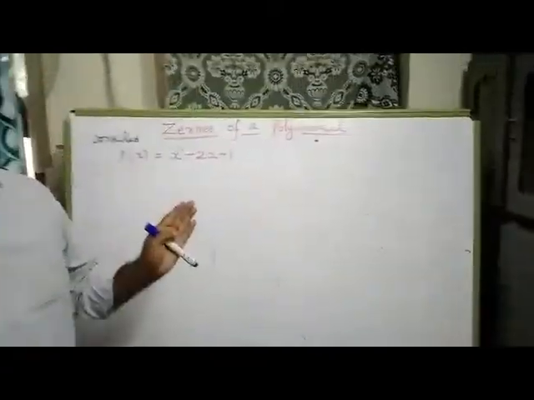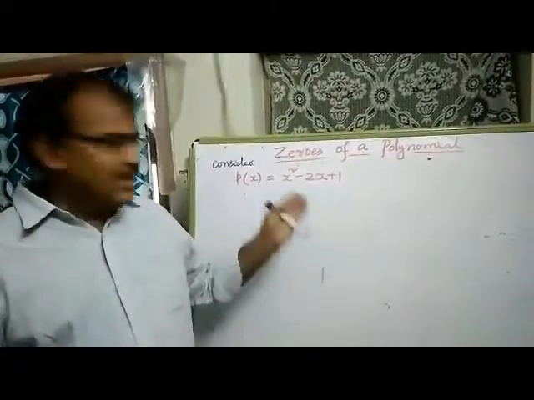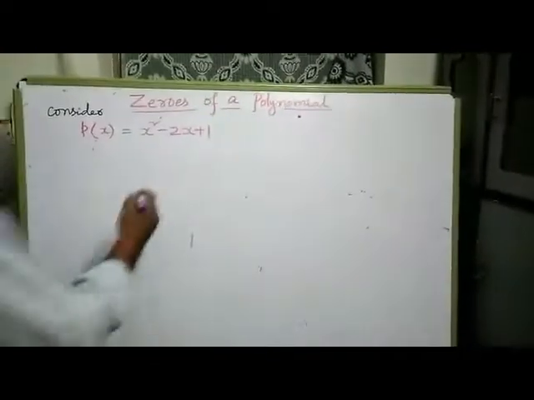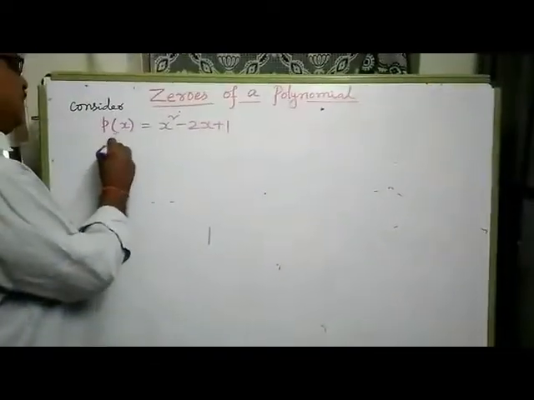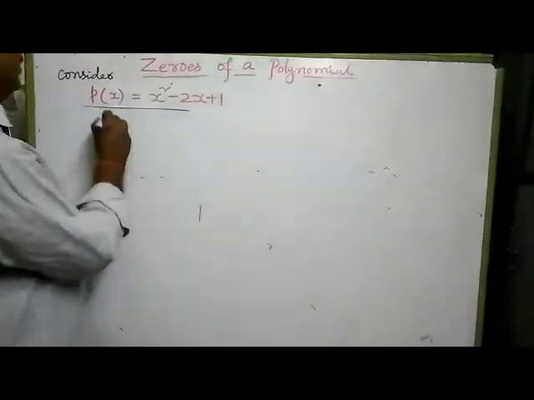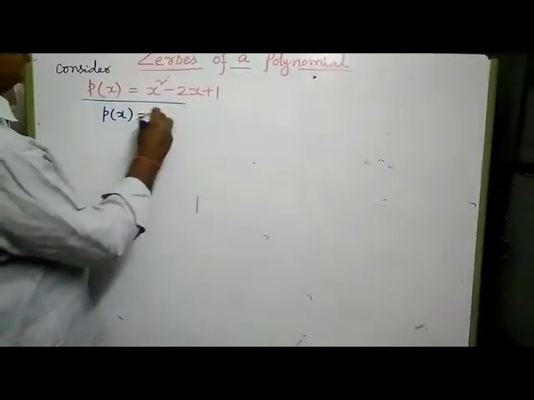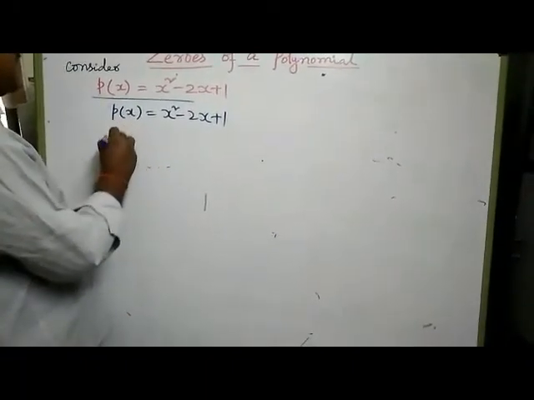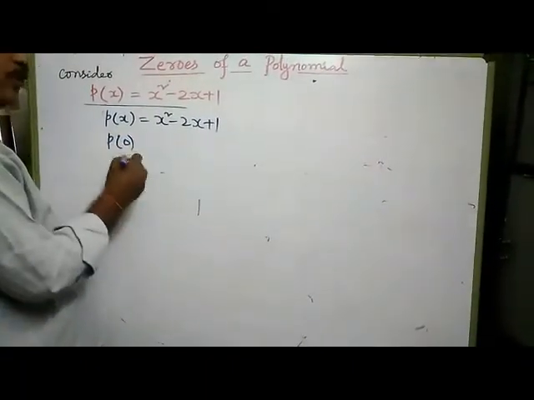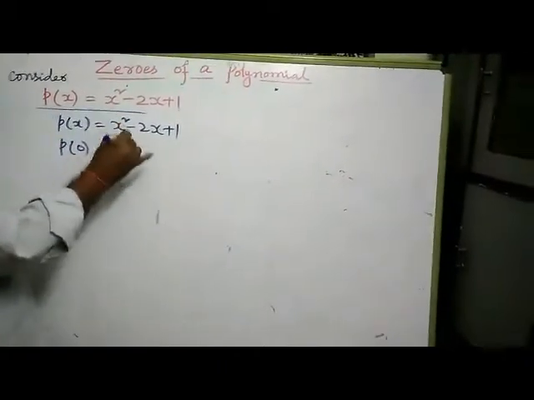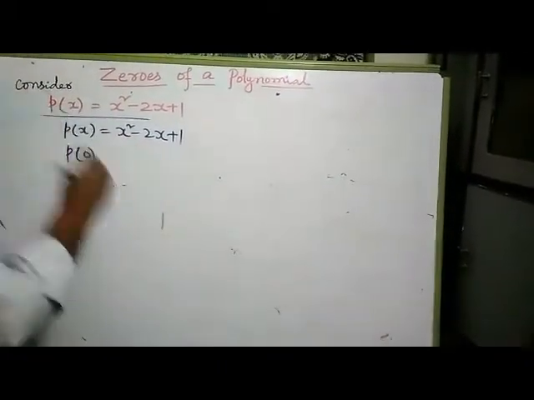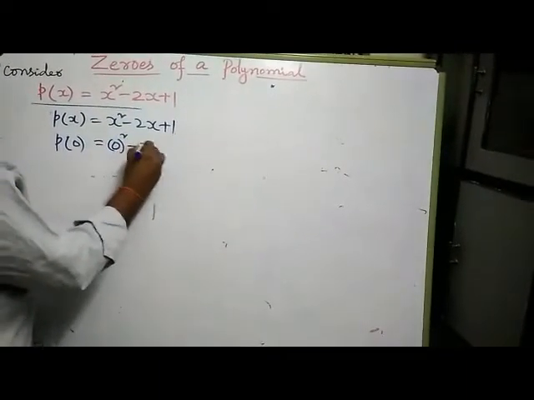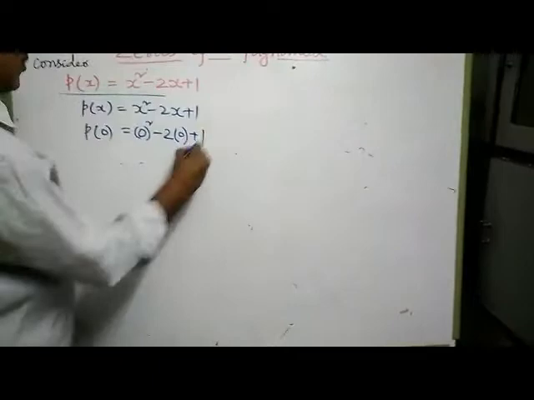The previous two examples are linear polynomials. Now this example is a quadratic polynomial. Let us find the value of p of x. This is the question: p of x is equal to x squared minus 2x plus 1. Put x is equal to 0 and find the value of the given polynomial at x is equal to 0. So 0 squared minus 2 into 0 plus 1.